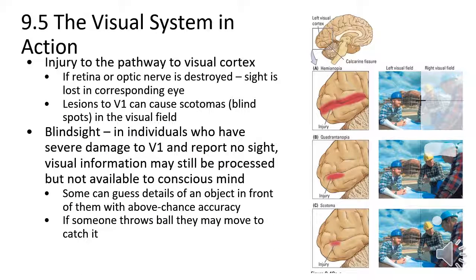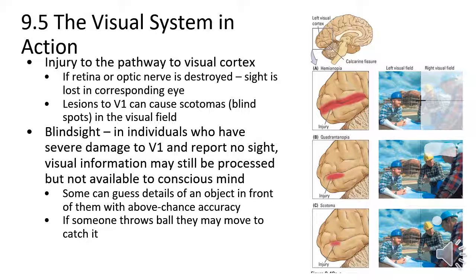Okay, so section 9.5, the visual system in action. Injury to the visual system can show some pretty interesting effects. So injury to the pathway on the way to the visual cortex. If the retina or optic nerve is destroyed, so if something early in the visual system is destroyed, the sight is lost in that corresponding eye, and the sight is lost, of course, ipsilateral, because it's before the optic chiasm. Lesions to the primary visual cortex can cause scotomas or blind spots in the visual field, and that would be in the ipsilateral visual field.